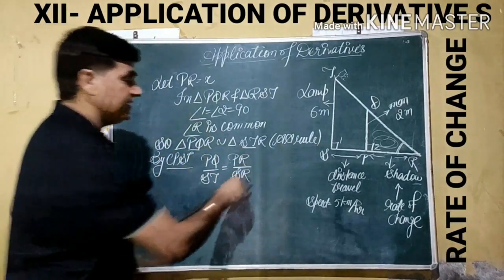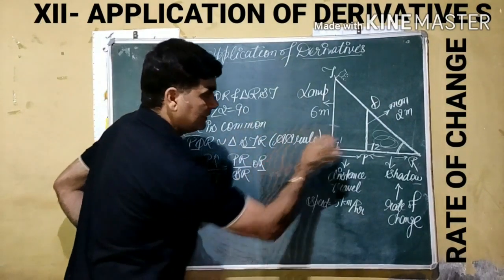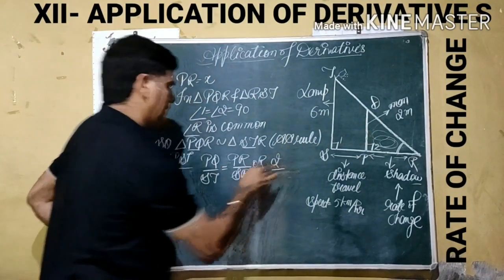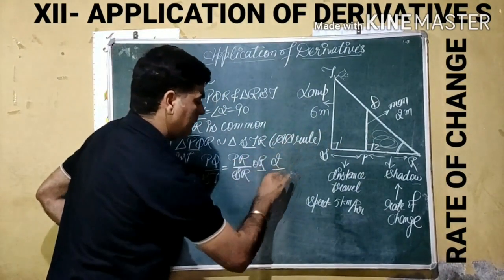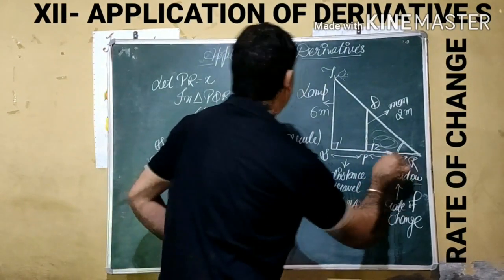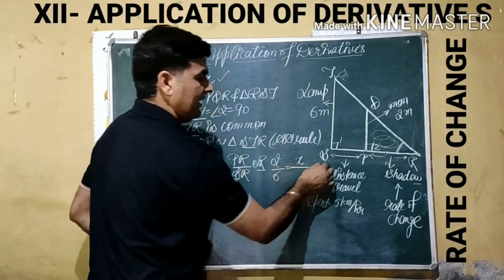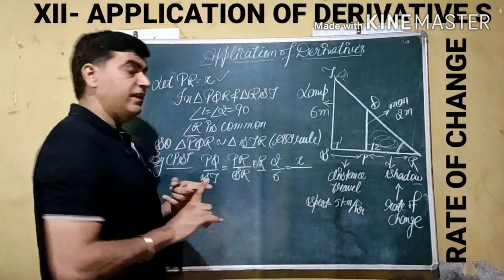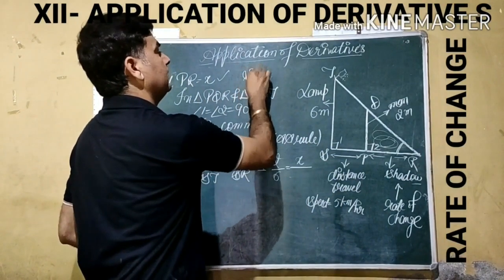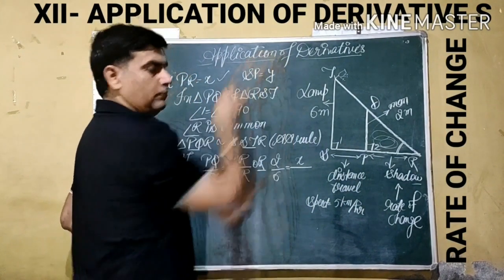If we replace here the values of it, PQ is given by 2 meter. ST is given by 6 meter. PR we indicated, let this value as X. And what is SR? We are indicating here SP as Y value.